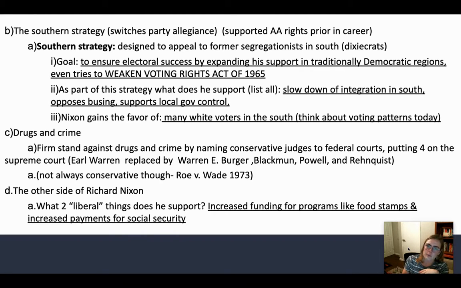That's going to bleed into how he looks at crime or the Supreme Court at this time. Right? So he's going to name some conservative judges to the Supreme Court. And this is his way of starting his war on crime and essentially going after those people that are breaking laws or hurting law and order.